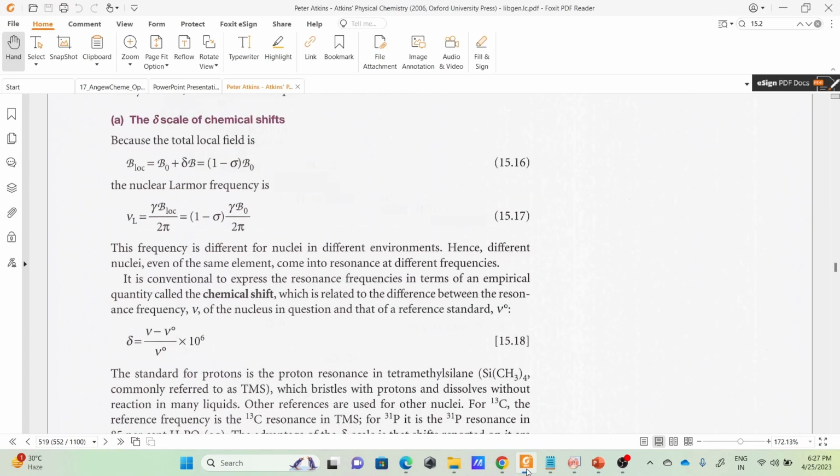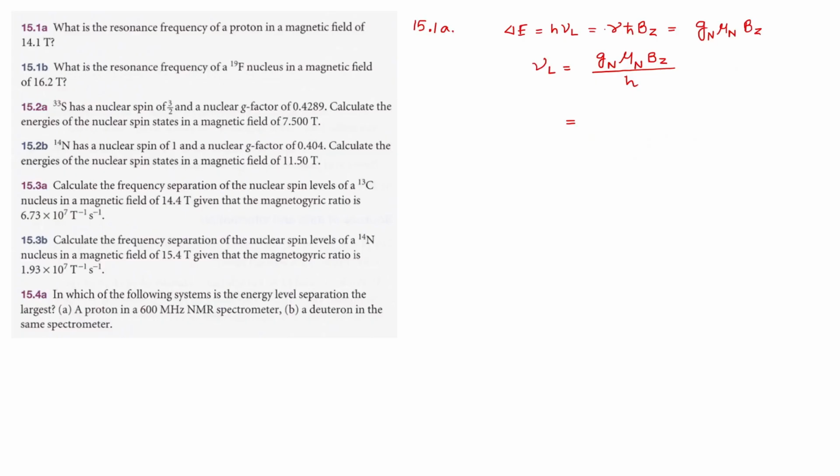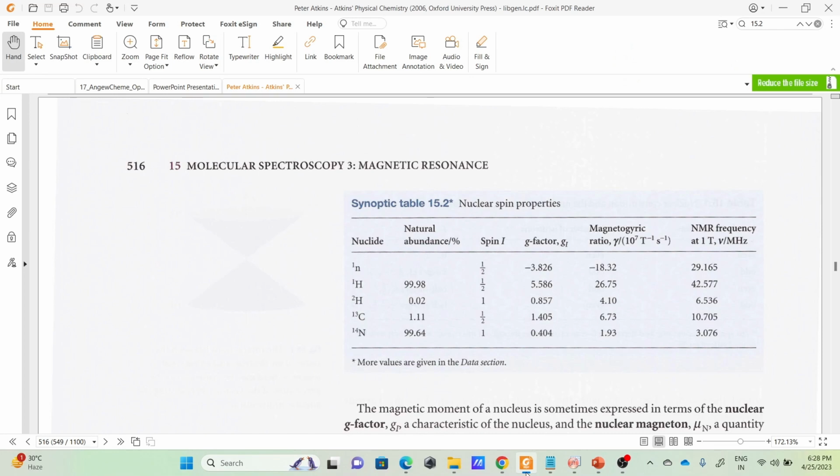Atkins book is here. Let us see. Yeah. So for proton, the G factor is 5.586. Okay, let us go there and try to solve that. 5.585. And what is the mu n, or the nuclear magneton, for that? For that also I have to check what is the exact value.